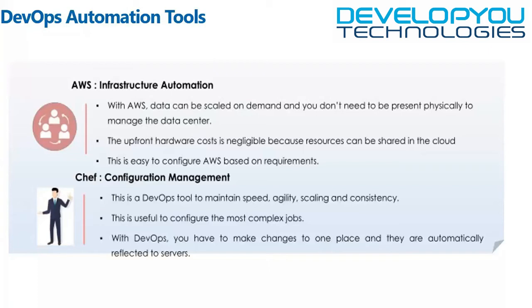If I want 20 servers with similar infrastructure, I should create only one infrastructure. Then I'll put a small script in CloudFormation. We'll run that one, so automatically it will build based on that. It will build multiple servers. That is one automation tool.